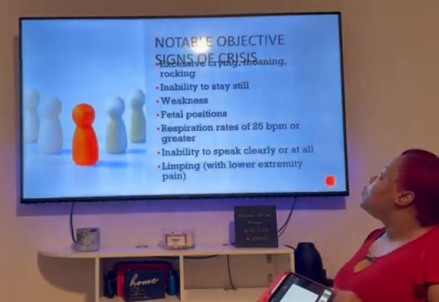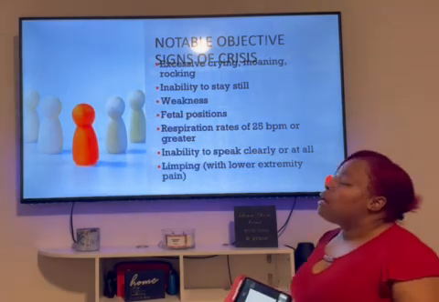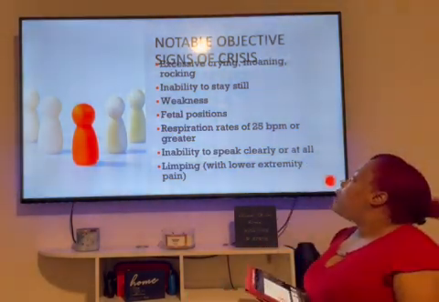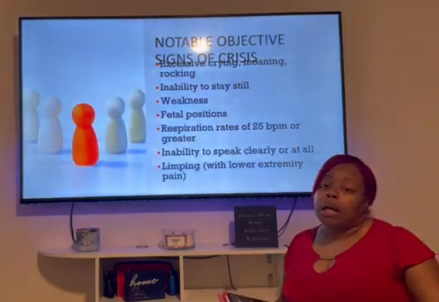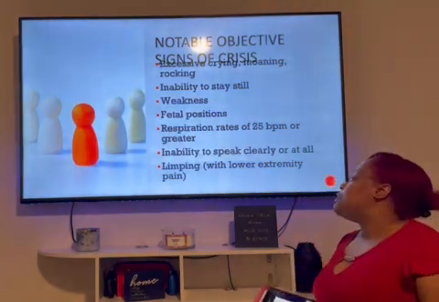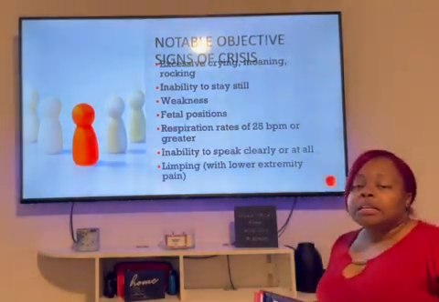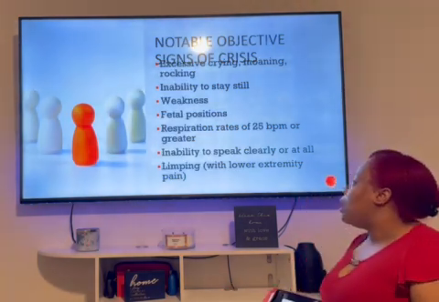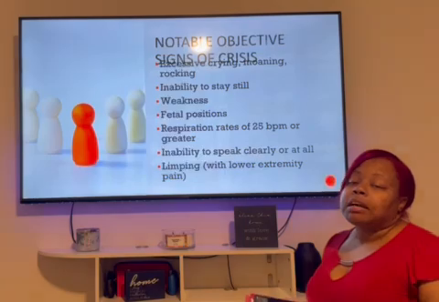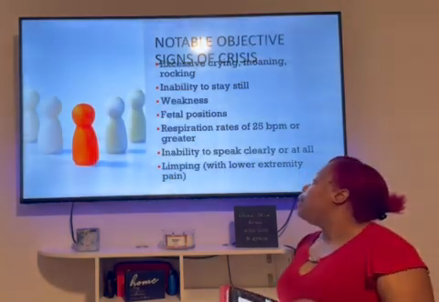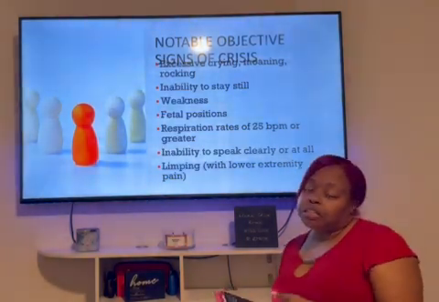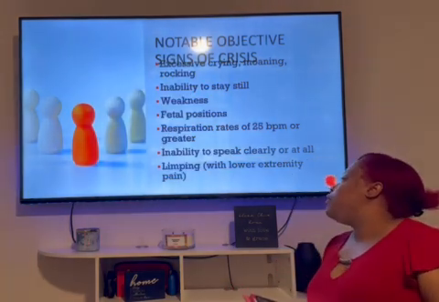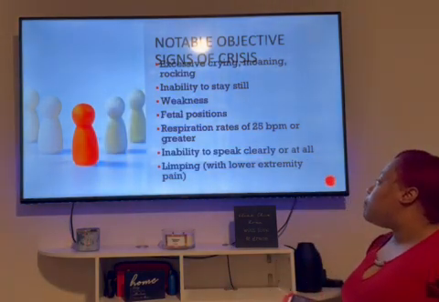All right, notable objective signs of crises. So basically ways that you can tell that someone is in a crisis. Excessive crying, moaning, and rocking. Inability to stay still. Weakness, like they can't stand on their 2 feet. They're having a hard time walking. Fetal position. Sometimes the pain can get so bad that they end up in fetal position. So you know how a little newborn scrunches up? They can scrunch up in fetal positions because of the pain.